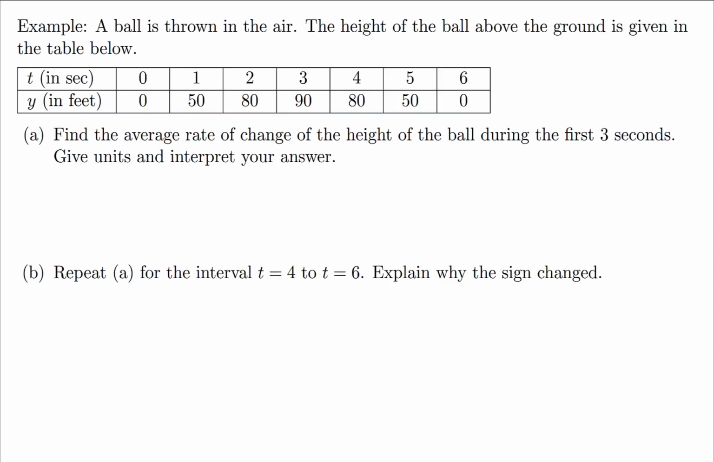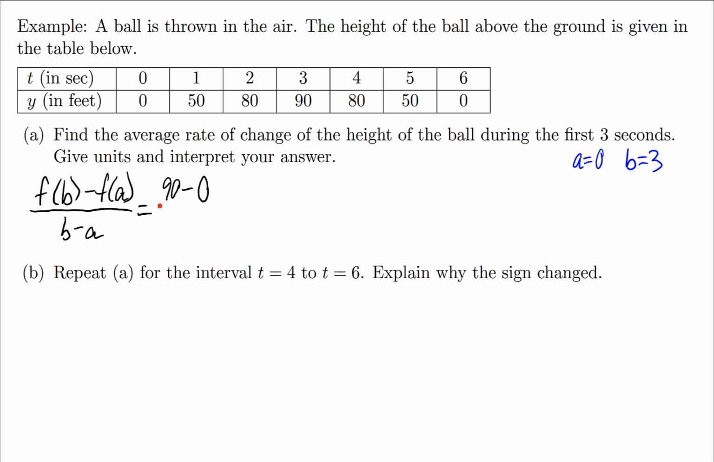Let's go back to average rate of change for a minute. We have a ball that's thrown in the air, and the height of the ball above the ground is given in this table. Let's find the average rate of change of the height of the ball during the first 3 seconds. This is one thing you want to be familiar with. When it says the first 3 seconds, that means a equals 0 and b equals 3. So if I'm using my formula, then with b being 3, f of b is 90. f of a was 0, so we have 90 minus 0 over 3 minus 0. That gives me 30, and this would be in feet per second.